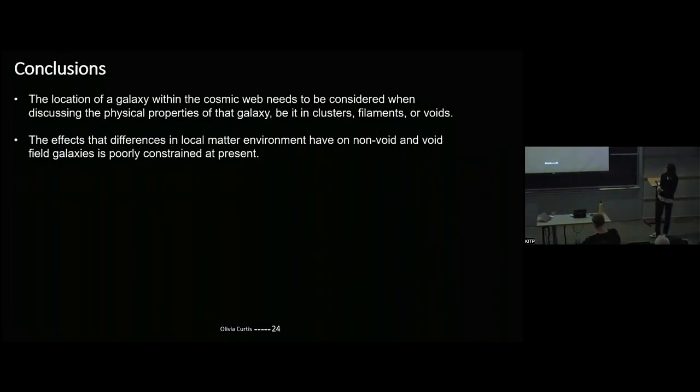So to conclude, something I've learned through this conference is that the location of a galaxy within the cosmic web always needs to be considered when discussing the physical or observable properties of that galaxy, be it if that galaxy is in a cluster, a filament, or within a cosmic void, but that the effects that differences in local matter density have on the properties of non-void and void galaxies is still kind of poorly constrained at present, both in observations and in simulations.